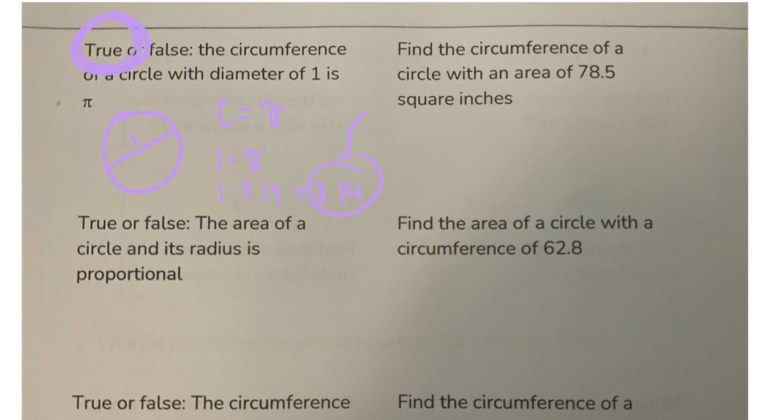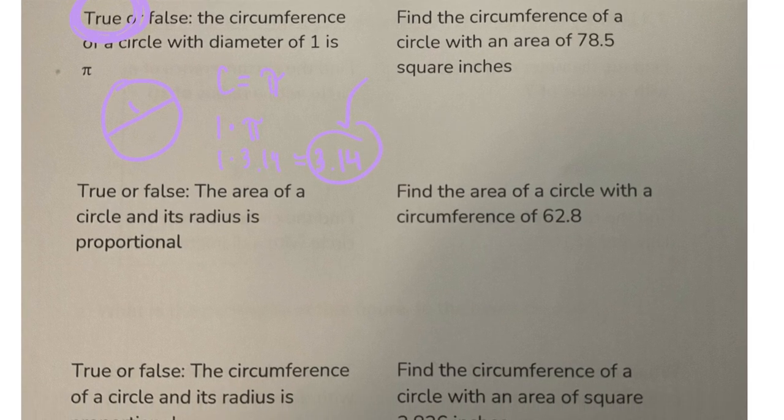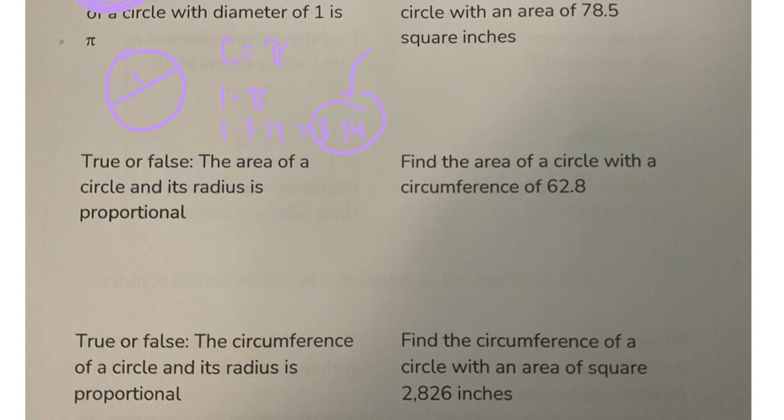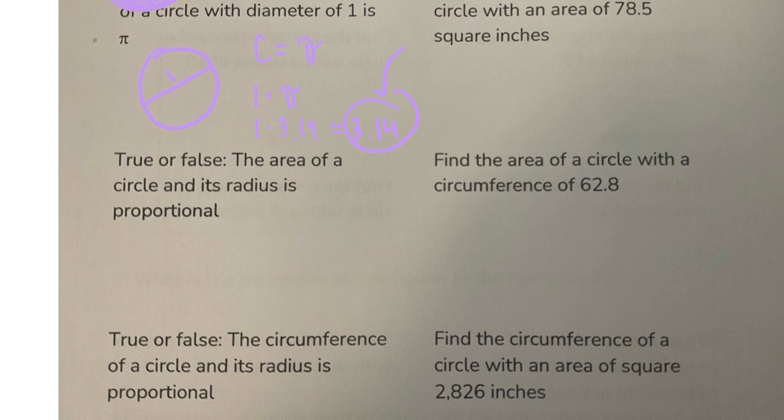The next true or false question, I'm just going to go through all these true or false ones, is the area of a circle and its radius are proportional. Well, here's a secret, and this is always true. And we talked about this. Area is not proportional because when we look at the formula, there's a square on our radius. And that square causes the relationship to not be proportional anymore. So this would be false.